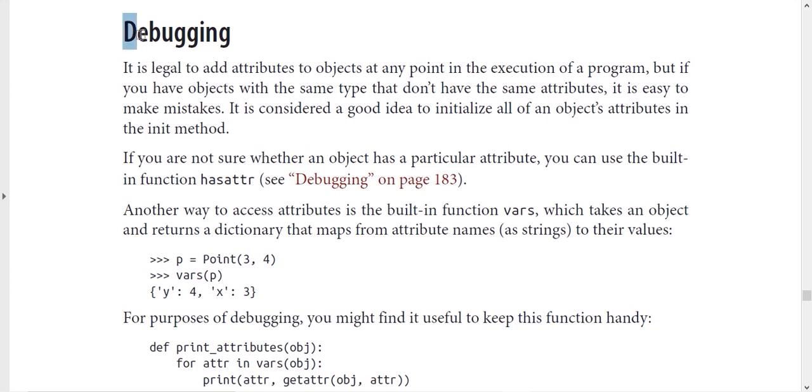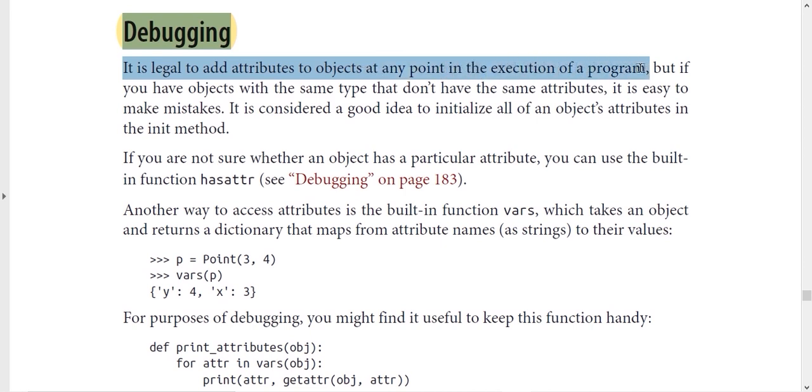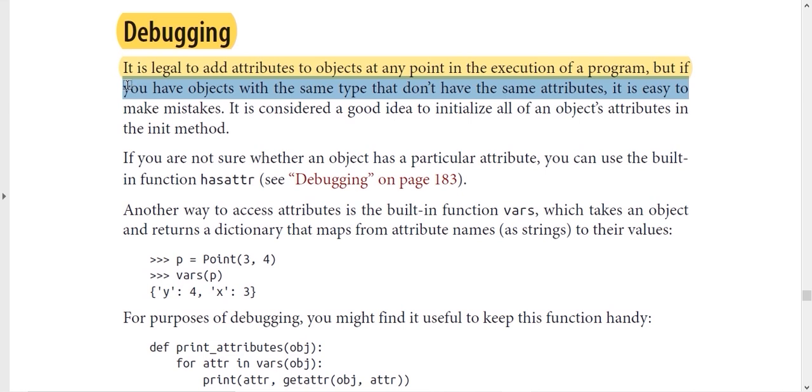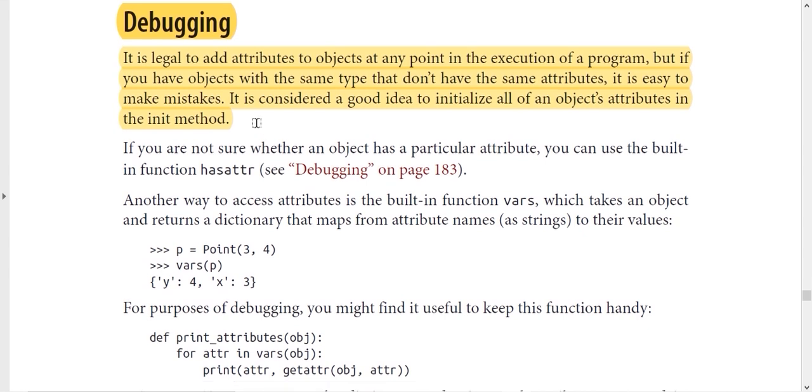Now let us move on to the next topic, which is debugging. It is very legal to add attributes to an object at any point in the execution of a program. But if you have objects of the same type that don't have the same attributes, it is easy to make mistakes. So it is considered a good idea to initialize all of an object's attributes in the init method. In that way, you will not be getting errors, and you will also not commit many mistakes.